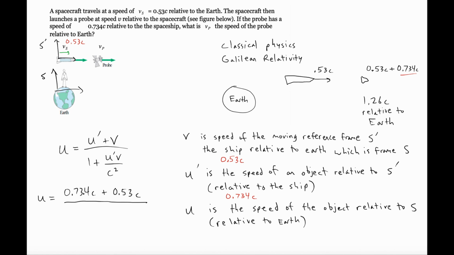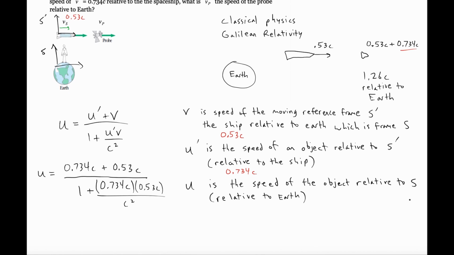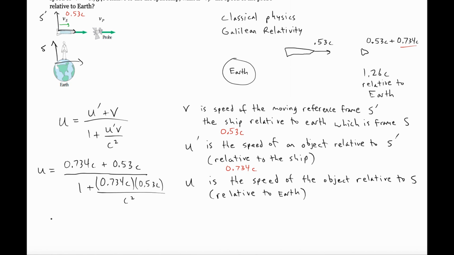Because this is a relativistic type of problem where speeds are significant in terms of the speed of light. So we'll do 0.734 c times 0.53 c divided by c squared. Once you simplify all that, you'll get that u is 0.91 c.